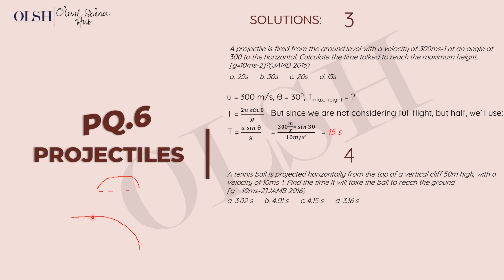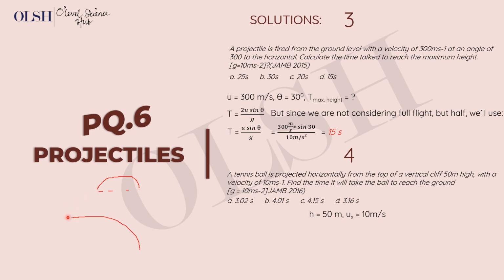The object is shot horizontally from the top of, you can assume there's a cliff here, and we're asked to find the time taken for the ball to reach the ground from the cliff. If we bring out our parameters, we have h to be 50 meters. That's the distance from this point of projection down to the ground, and our velocity is 10 meters per second. But this velocity is the horizontal velocity because it was projected horizontally. Take note of that. Projected horizontally means it was projected in this horizontal direction. It wasn't projected at an angle.